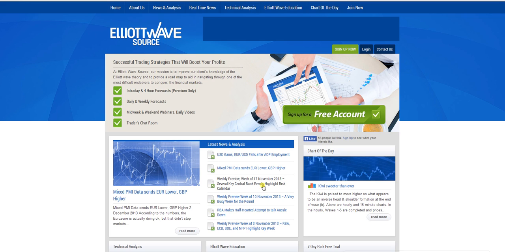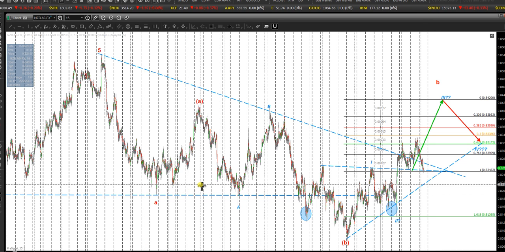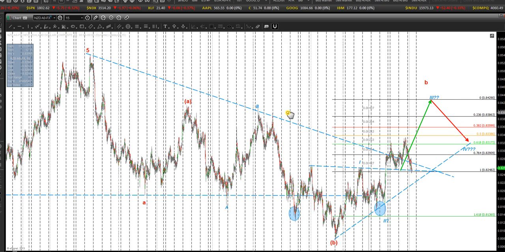Today is December 11th, 2013, and today I will go over two pairs quickly, and that's the Kiwi and the Aussie dollar. And I'll also just touch on the Aussie Kiwi briefly. Now let's just start out with the Kiwi dollar, currently on the 15-minute charts.